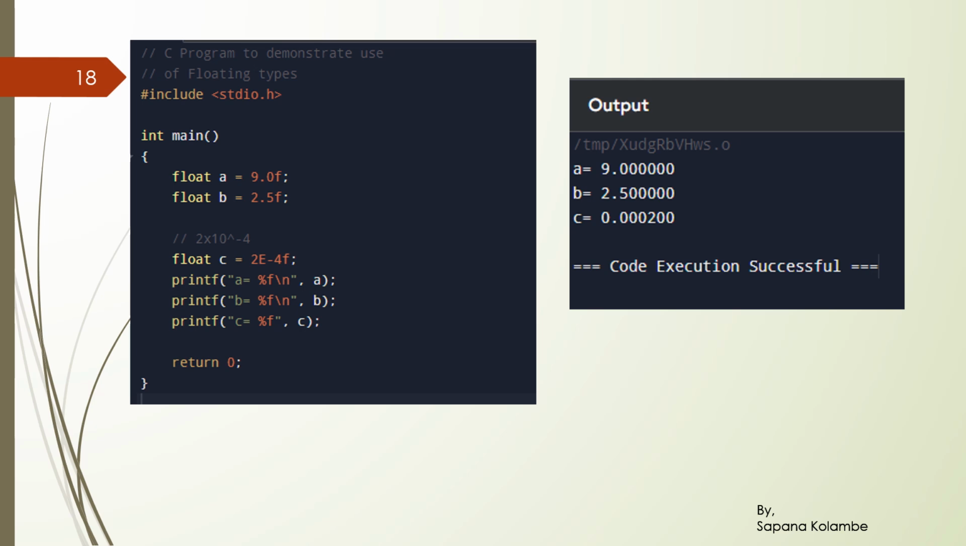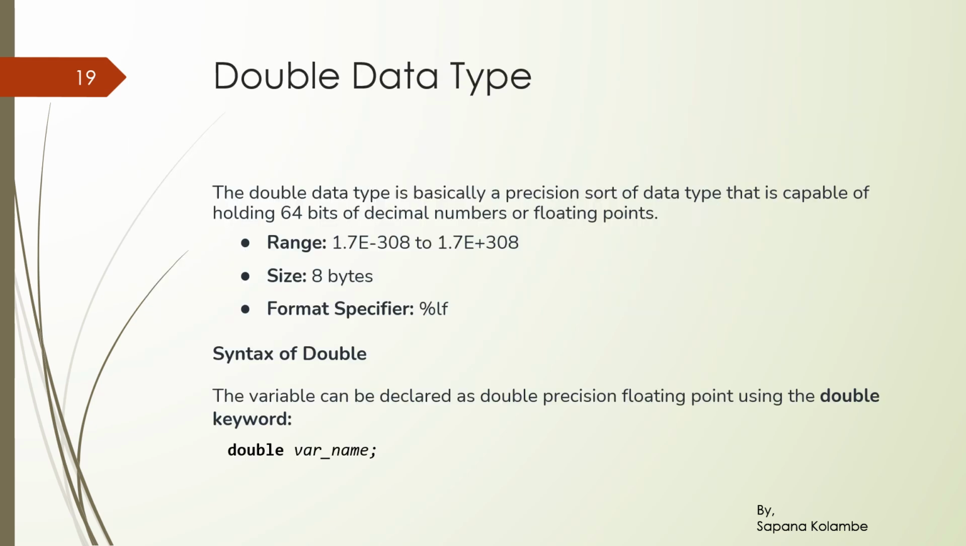So see here, a equal to 9.0 we have assigned, b equal to 2.5 is assigned, and c equal to 2e-4f is assigned. So 2e-4 is nothing but 2 into 10 raised to minus 4, and that value will get calculated and assigned to c. So after the execution, this will be your output. So a is as it is, b is as it is, and after calculation of 2 into 10 raised to minus 4, that will be displayed here. So these are the float data type.